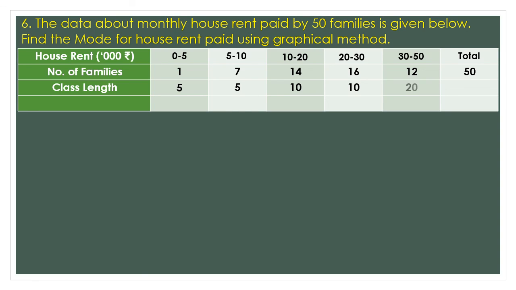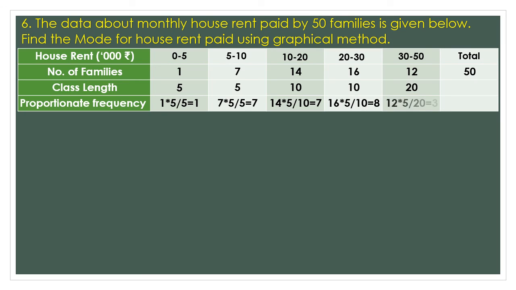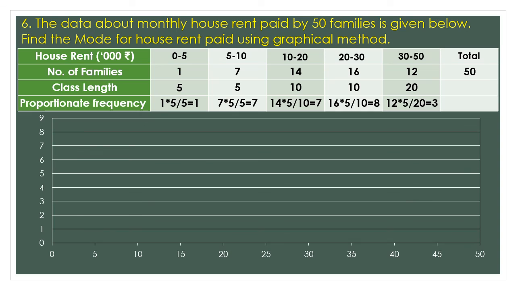5, 5, 10, 10, 20, and then I will have to calculate the proportionate frequency. Right now the minimum class length is 5, so all the frequencies will be multiplied by 5 and divided by respective class lengths. For example, the first class, minimum class length is 5, and the class length of that class is also 5. So 1 into 5 upon 5, 1. Similarly, 7 into 5 upon 5, 7. 14 into 5 upon 10, 7. 16 into 5 upon 10, 8. And 12 into 5 upon 20, 3. So now for each class, the proportionate frequencies will be used to create the histogram.